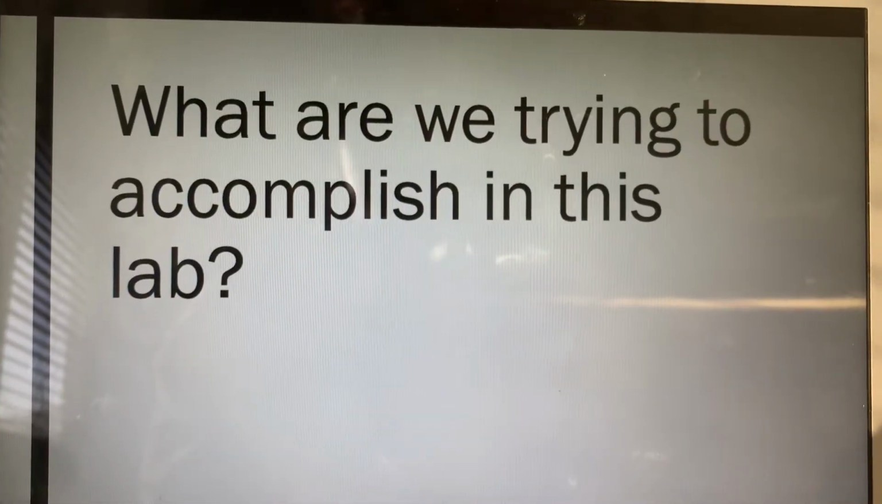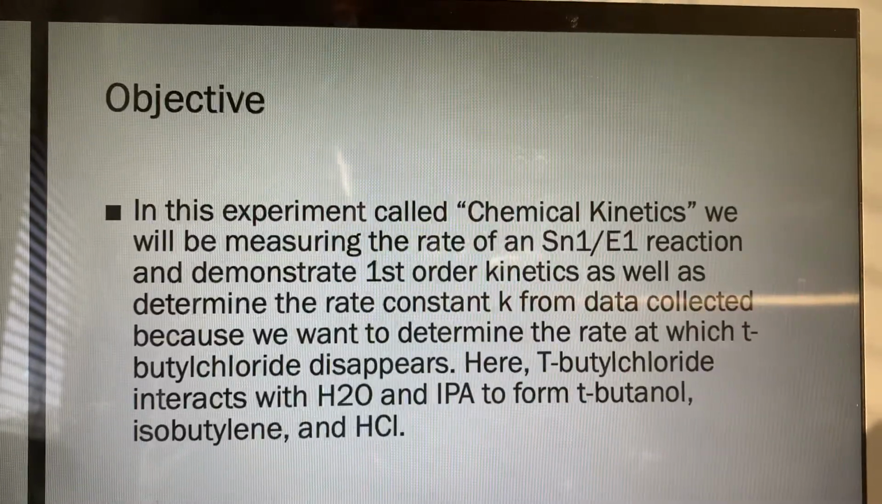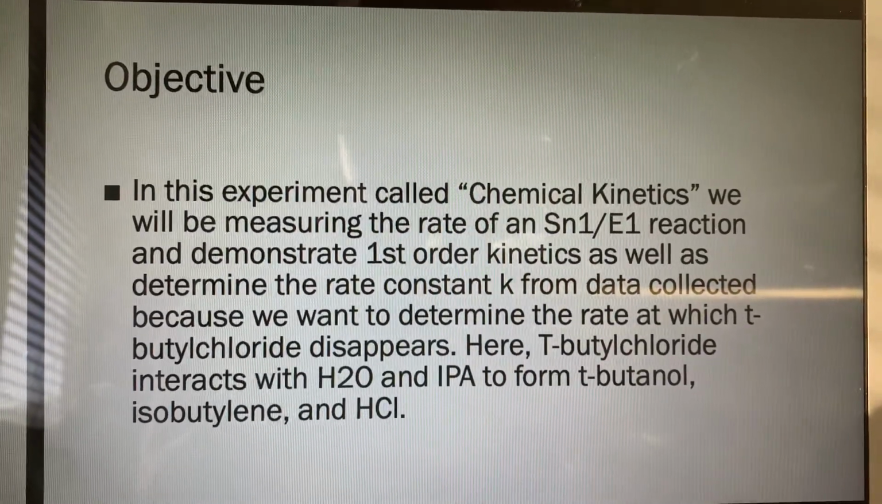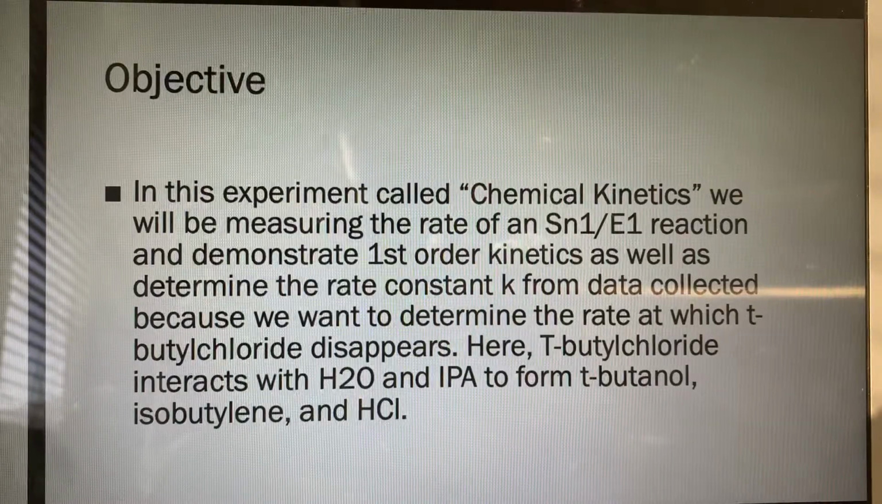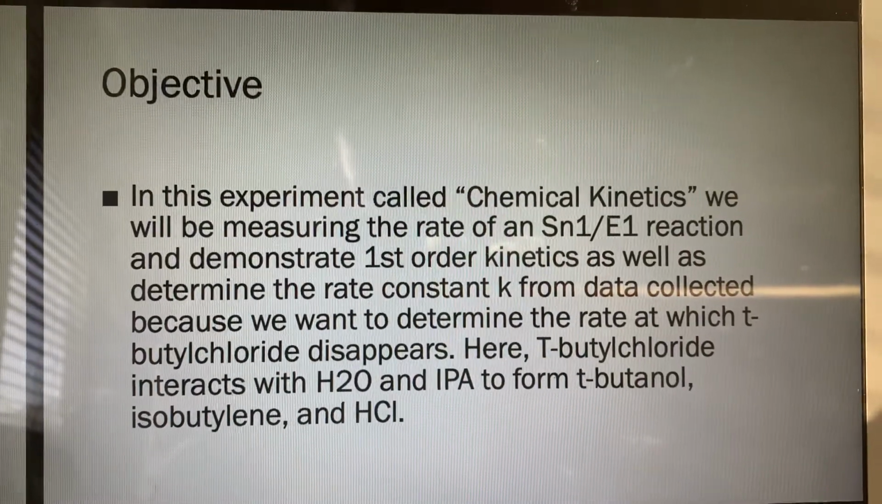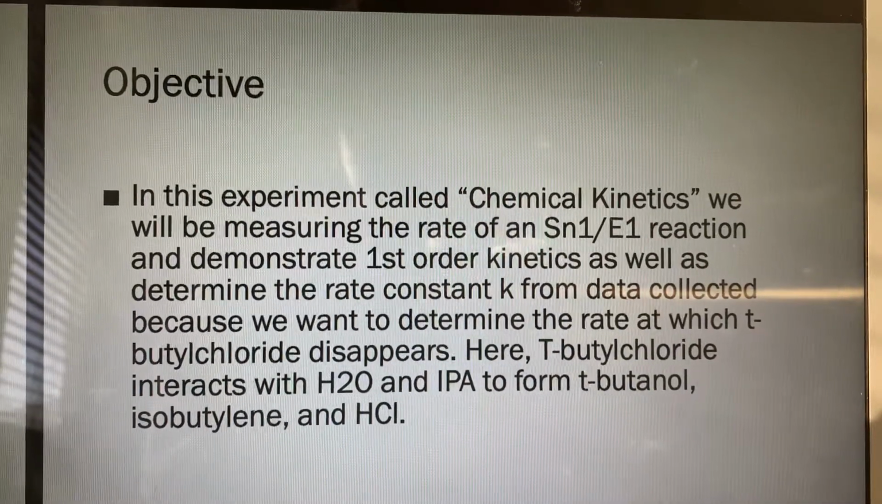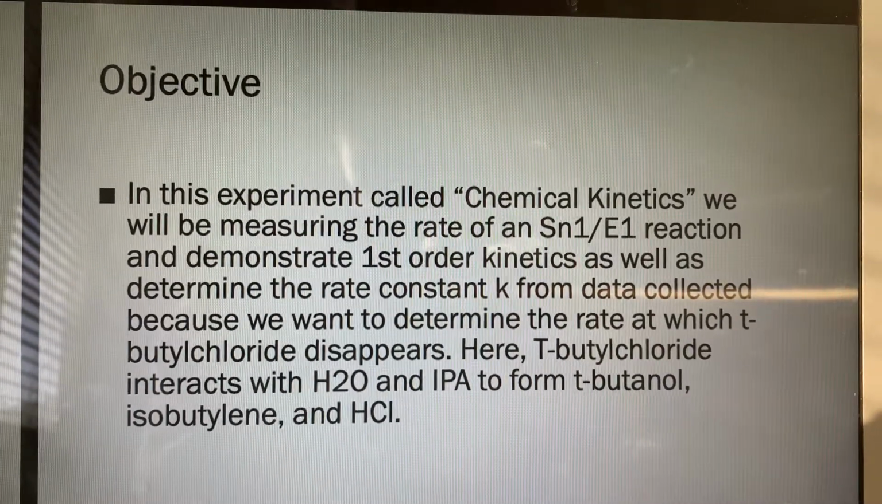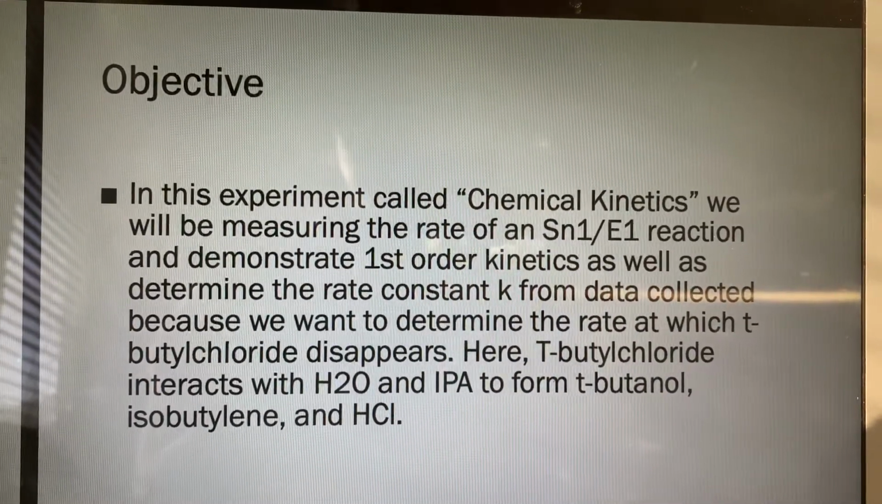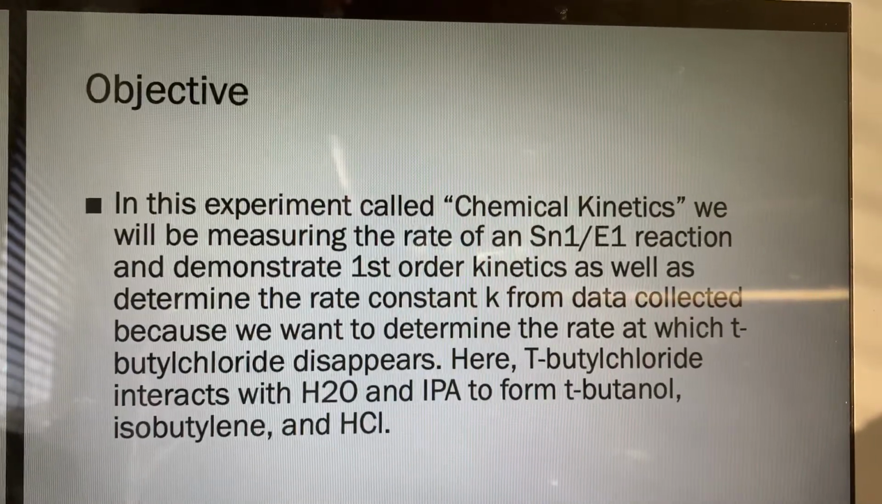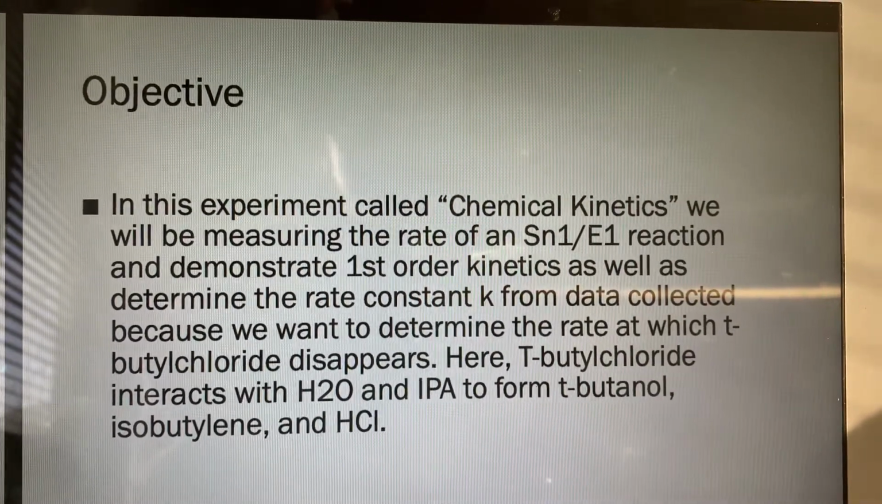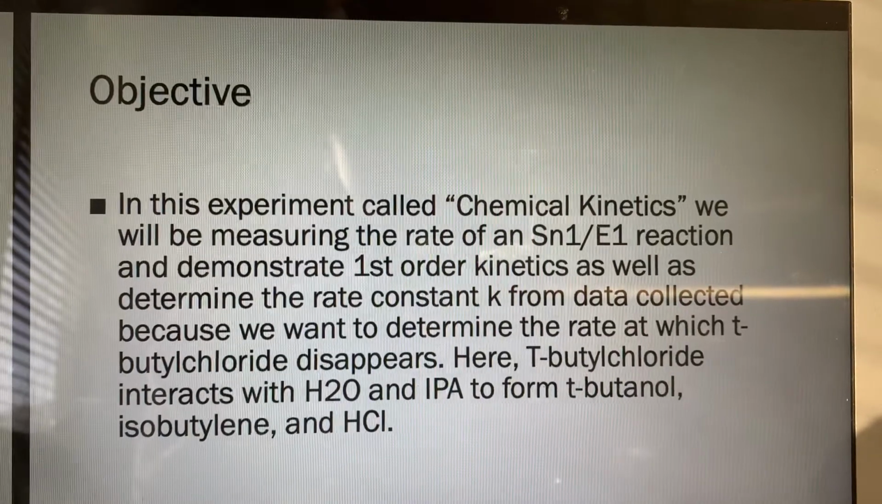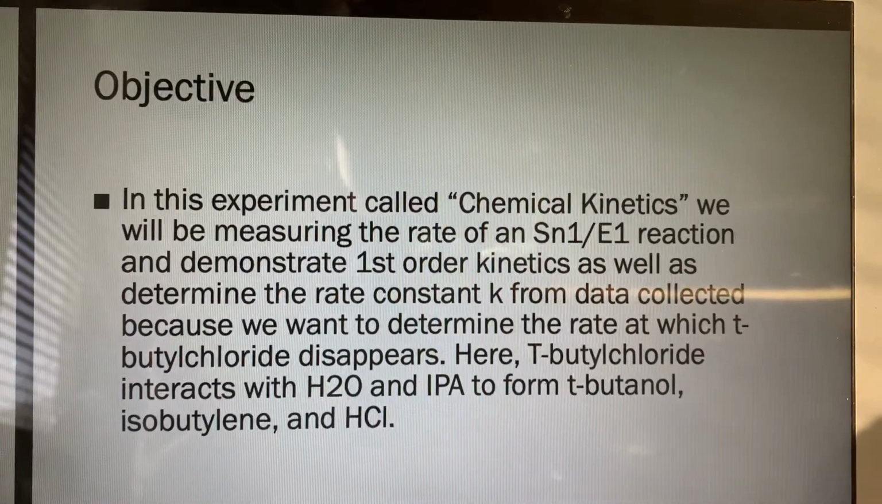What are we trying to accomplish in this lab? In this experiment called chemical kinetics, we will be measuring the rate of an SN1/E1 reaction and demonstrate first-order kinetics, as well as determine the rate constant k from data collected, because we want to determine the rate at which t-butyl chloride disappears. Here, t-butyl chloride interacts with H2O and IPA to form t-butanol, isobutene, and HCl.